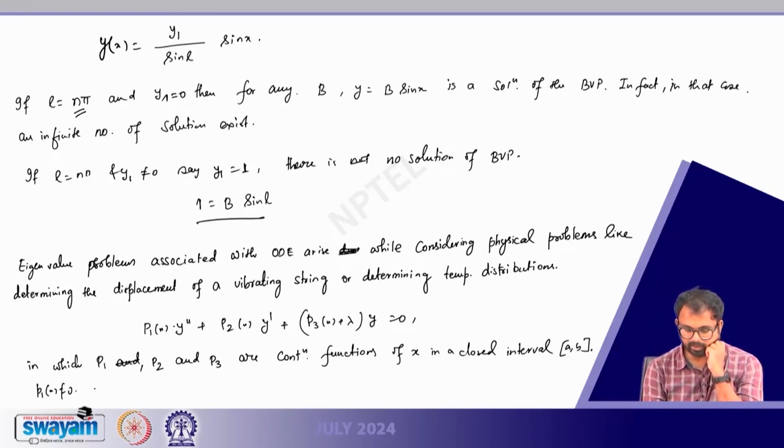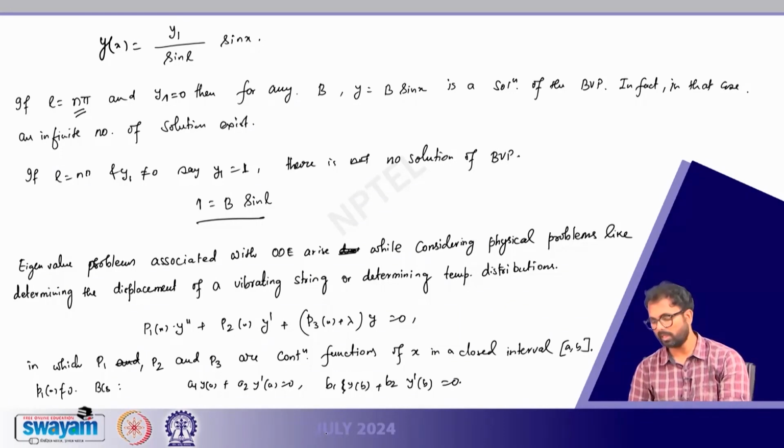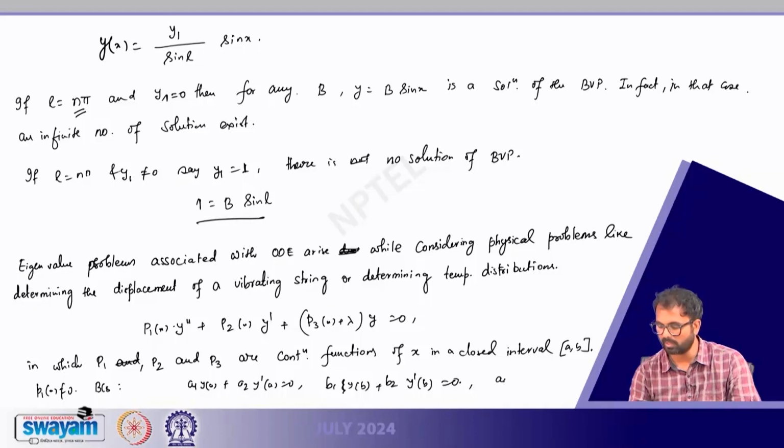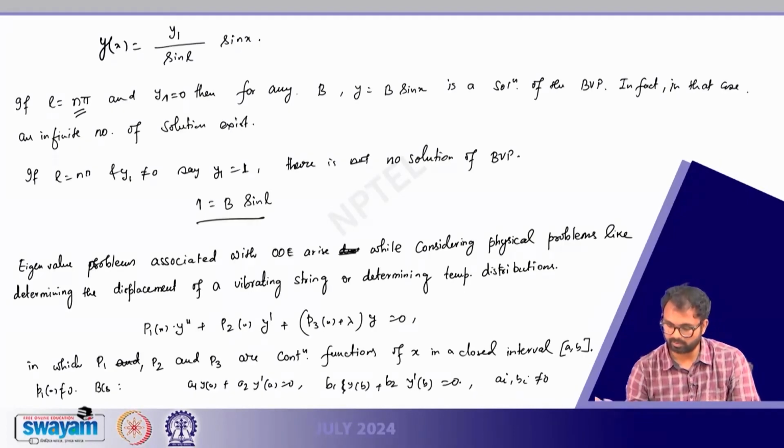And of course it will have boundary conditions of this type: a1 y at a plus a2 y dash at a equals 0, and b1 y at b plus b2 y dash at b is also equal to 0, where a1, a2 and b1, b2 are all constants, but for the time being, let us say they are not zeros. So let us name these equations. I am calling this equation number 1 and this equation number 2.